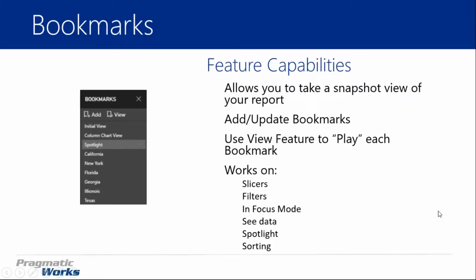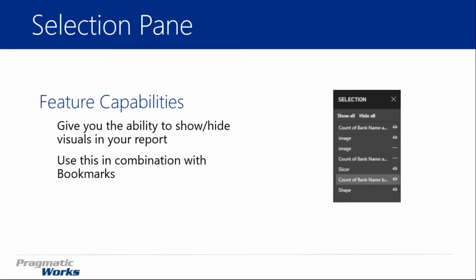All right, so the next couple features here we'll talk about, and then we're going to get into a lot of demos the rest of our time. The next set of features we're going to talk about here are the selection pane. Now, the selection pane is basically a way for you to hide or show certain visuals or items that you've placed on your report. It could be an image, it could be a slicer, it could be a report table, a shape even.